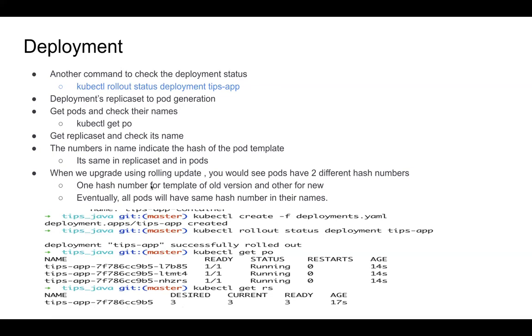When we upgrade it, I will show you how to upgrade, and you will see the 2 hashes appearing. There'll be 2 replica sets, each one is its own hash, and there'll be ports. As and when the ports are moving from older version to new versions, you will see the hashes also getting changed for the ports.